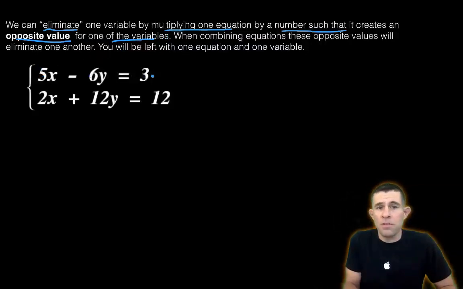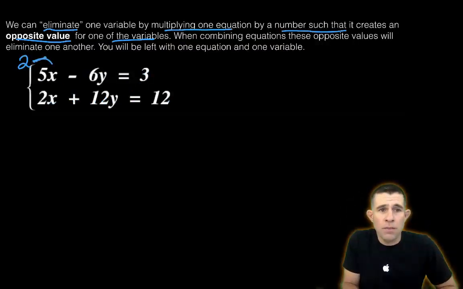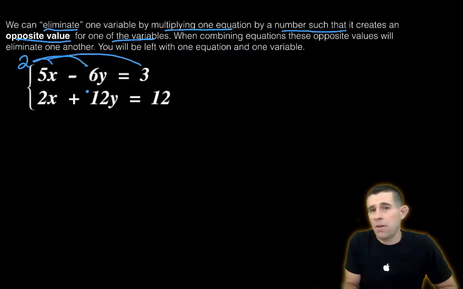So our first example here, we see we have 5x minus 6y equals 3 and 2x plus 12y equals 12. If I were to multiply this top equation through by 2, then each one of these would increase by a multiple of 2, and I would produce negative 12y in the middle, which is an opposite value of positive 12y for my second equation, and when I combine them, I would eliminate them. So let's see how this works.